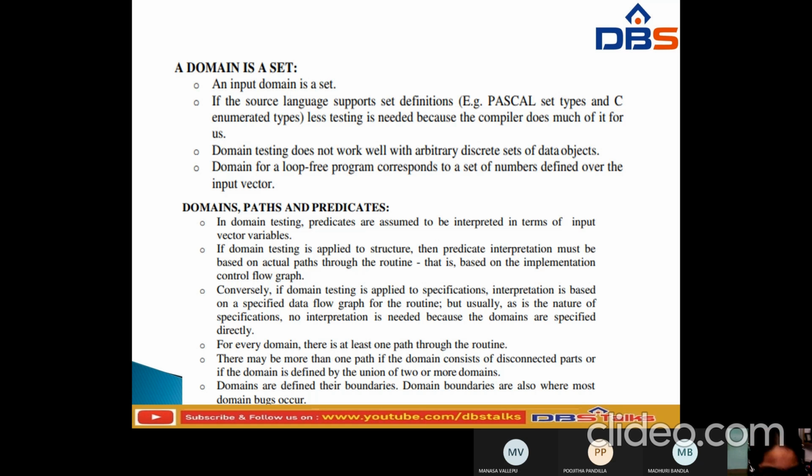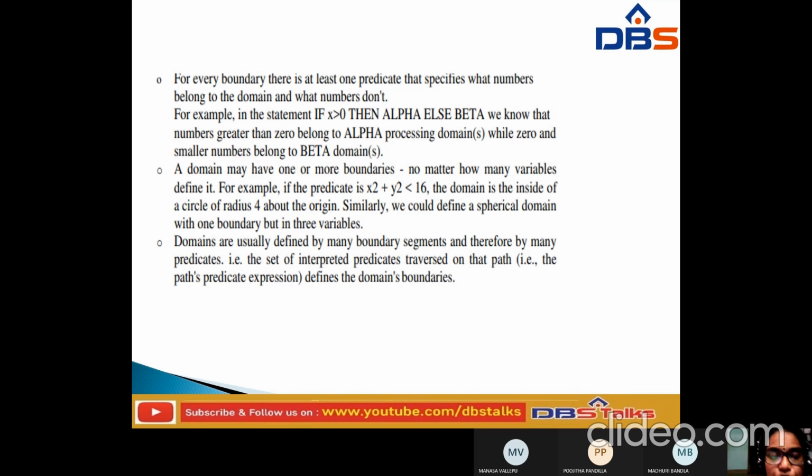So from this we can say that we have to choose at least one. We must have different types of paths and different types of programming performed there. So the domains are defined as per the boundaries. There is more than one path if the domain consists of disconnected parts, or connected paths if the domain is defined by the union of two or more domains. So the domains define their boundaries. Domain boundaries are also where most domain bugs occur. Okay.